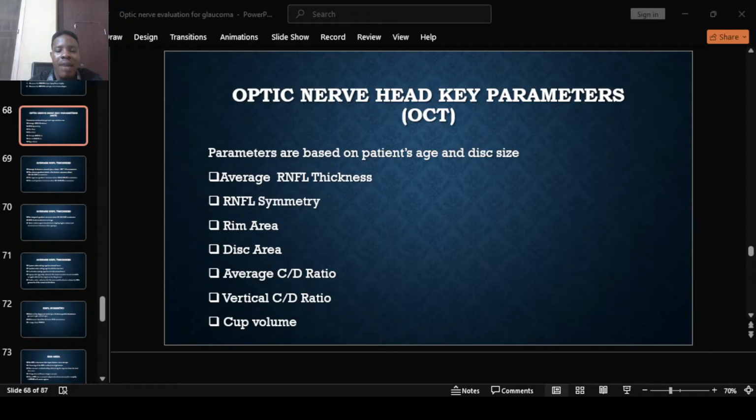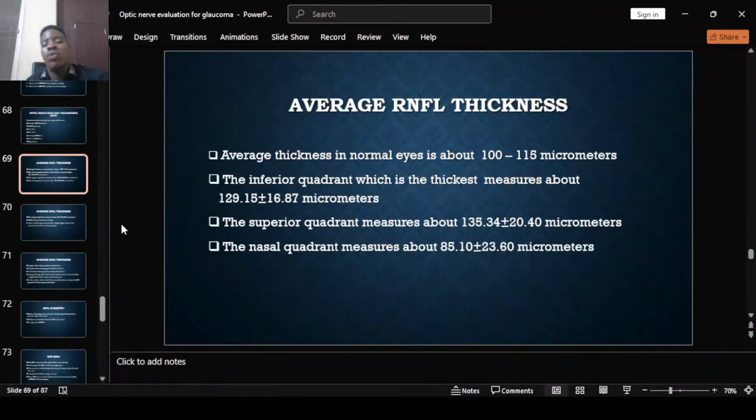In these parameters, we'll be looking at the average retinal nerve fiber layer thickness, the retinal nerve fiber layer symmetry, the rim area, disc area, average cup to disc ratio, vertical cup to disc ratio, cup volume. We'll be looking at all these and a whole lot more. The next is the average retinal nerve fiber layer thickness.